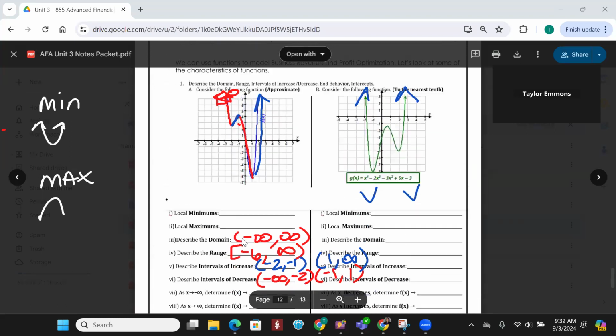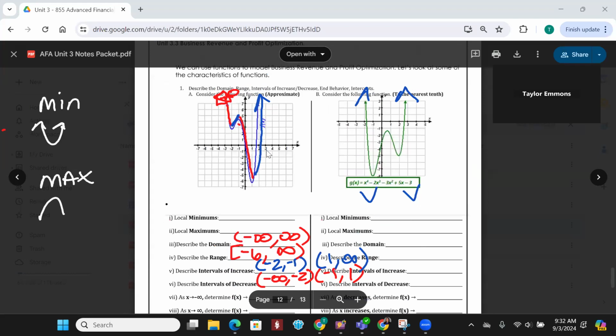X-intercept and Y-intercept. X-intercept is where it crosses the x-axis. On this one, we have 2. There's one right here, one right here. Y-intercept, it just so happens to be the same as the x-intercept. That's okay. Questions on that?